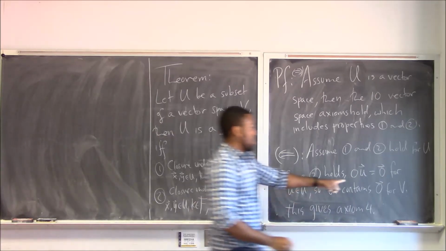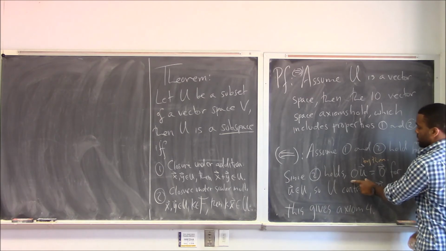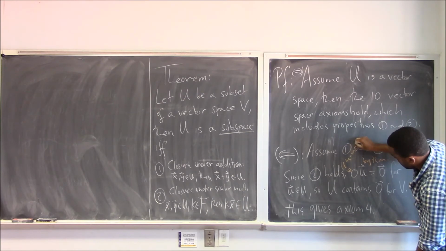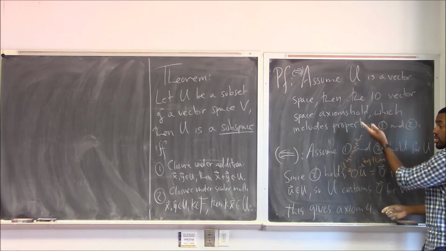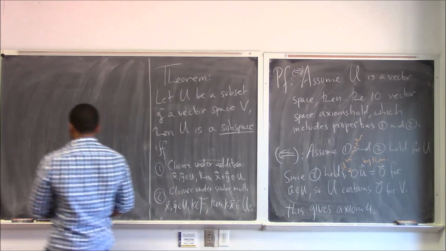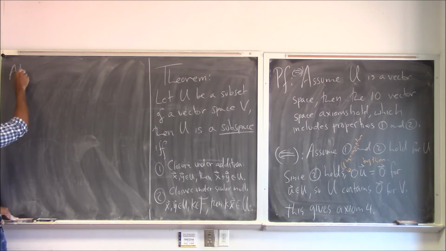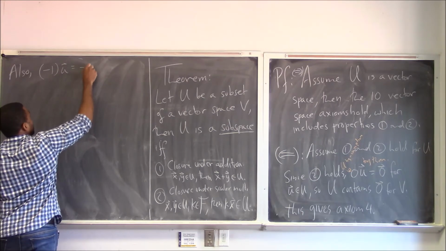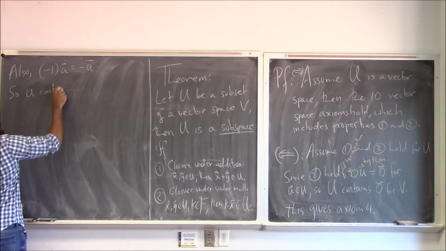And by the way, this is by the theorem. So I know this is in U by assumption, and this is equal to the zero vector by the previous theorem. So U contains the zero vector. So axiom 4 will be satisfied for U. Also, if I take the scalar minus 1 times u, I will get the negative of u. So U also contains all its negatives.